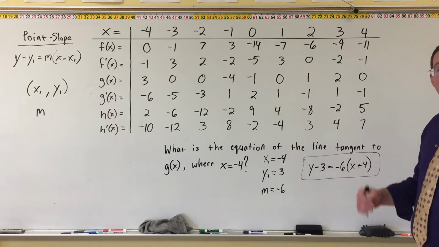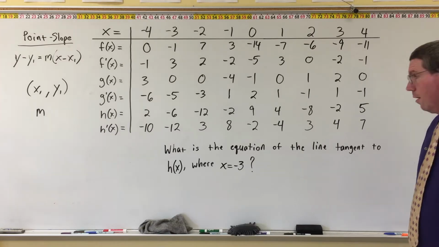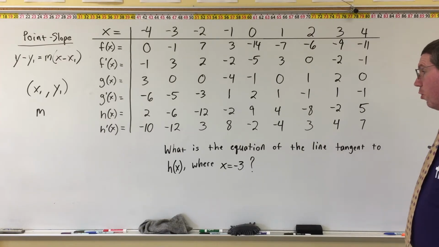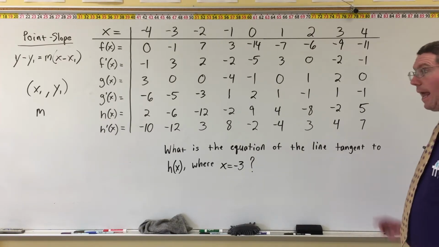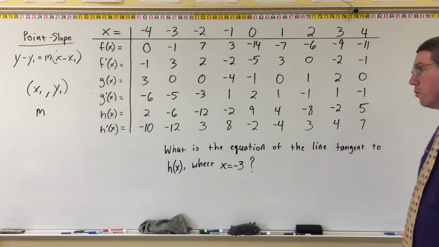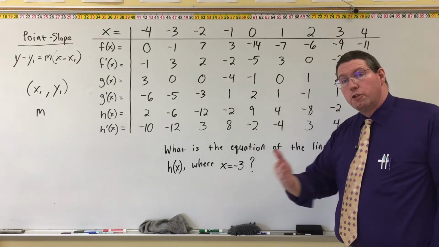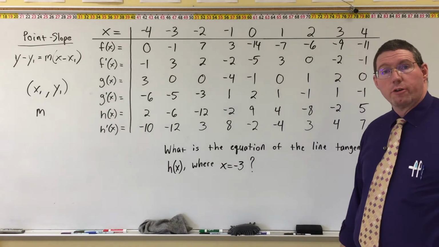Okay, let's try another one that you're going to do on your own. Here's another one. What is the equation of the line tangent to h of x where x is equal to negative 3? Why don't you pause the video and try this one on your own?